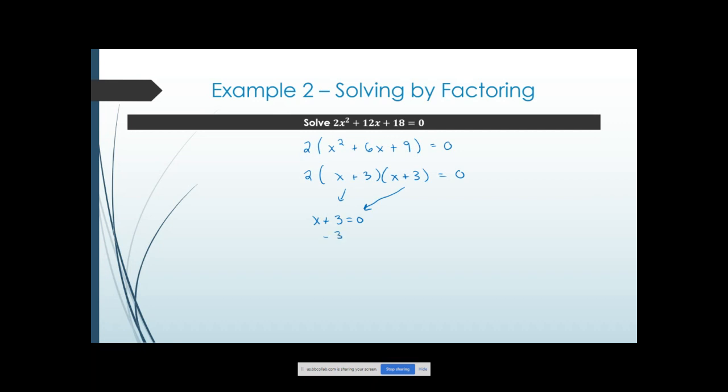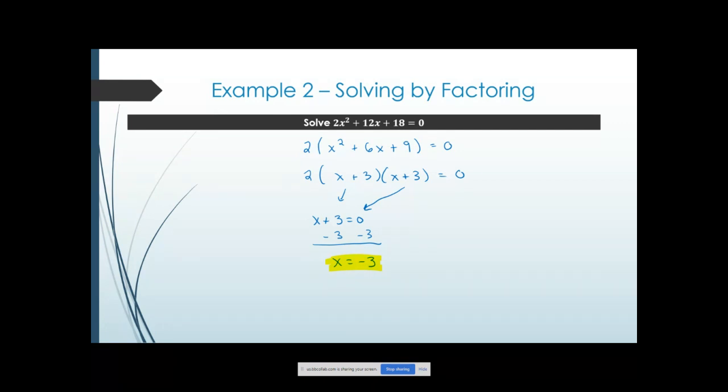And then we solve by subtracting 3 from both sides. We get x equals -3. So this is one of the situations where you get one solution. And that's because when we factored, we ended up with something that was identical for each factor. So that second factor doesn't add anything to the equation.